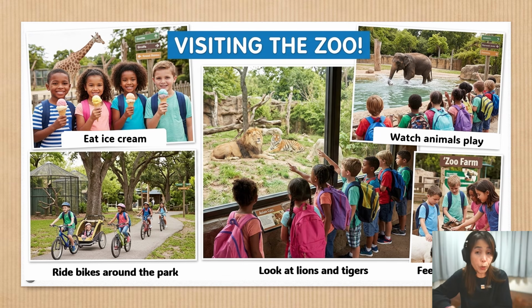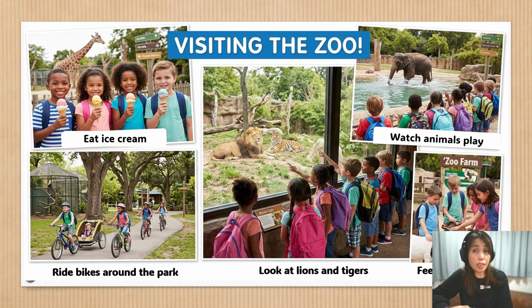As they work in groups in stage 2, we provide them with a new picture, visiting the zoo. The context changes, but the thinking routine remains familiar. Pupils identify possible details: eating ice cream, watching animals play, riding bicycles, looking at lions and tigers, or feeding the goats. Because they already know the email structure, more of their attention can now move towards selecting relevant content and expressing it clearly.